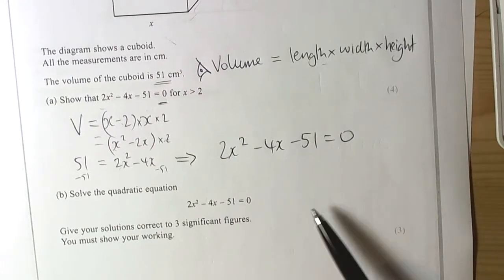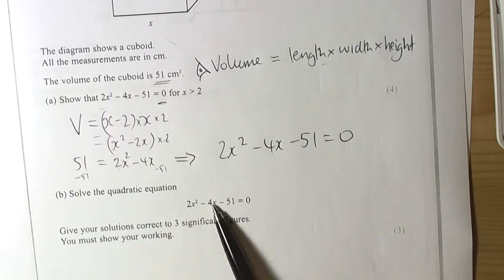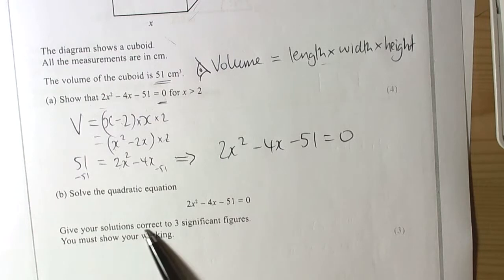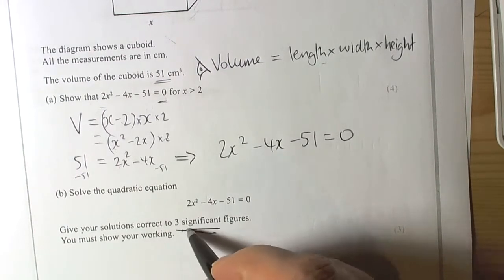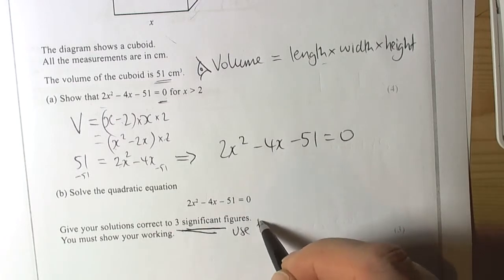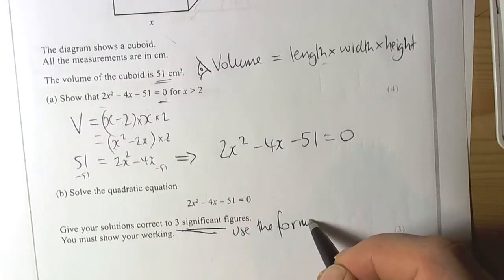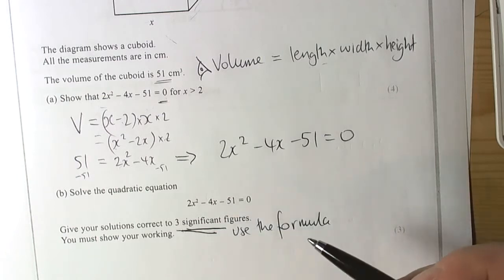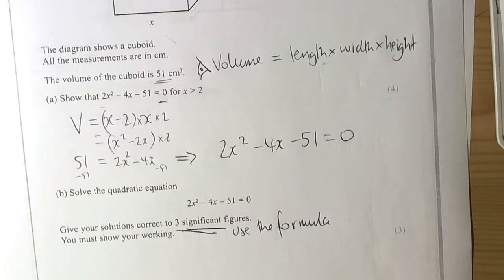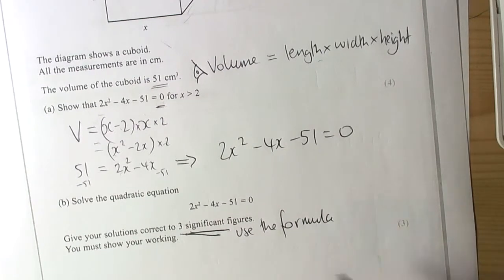The question then goes on to say solve the quadratic equation created and give your solutions correct to 3 significant figures. They're shouting out here then that you're going to use the formula. It's on a calculator paper and they're saying they want the answer to 3 significant figures, so that means you're probably likely to go into decimals. So you're not going to factorise this easily, so we use the formula.